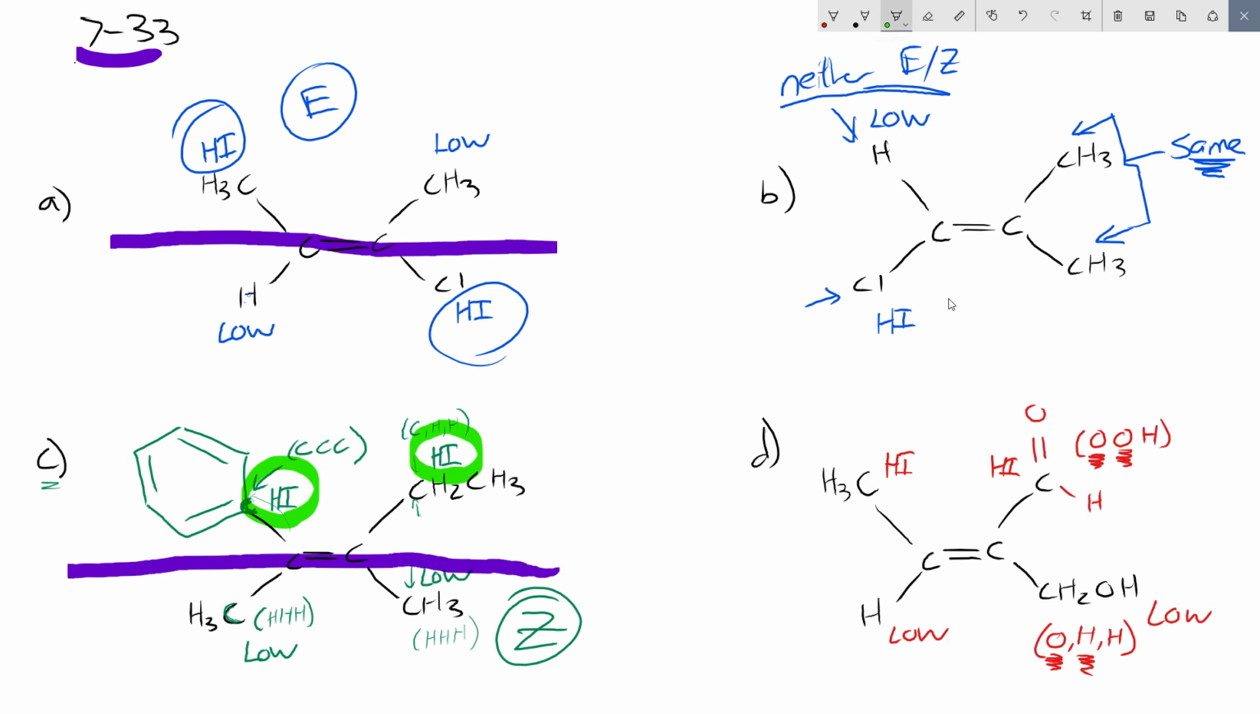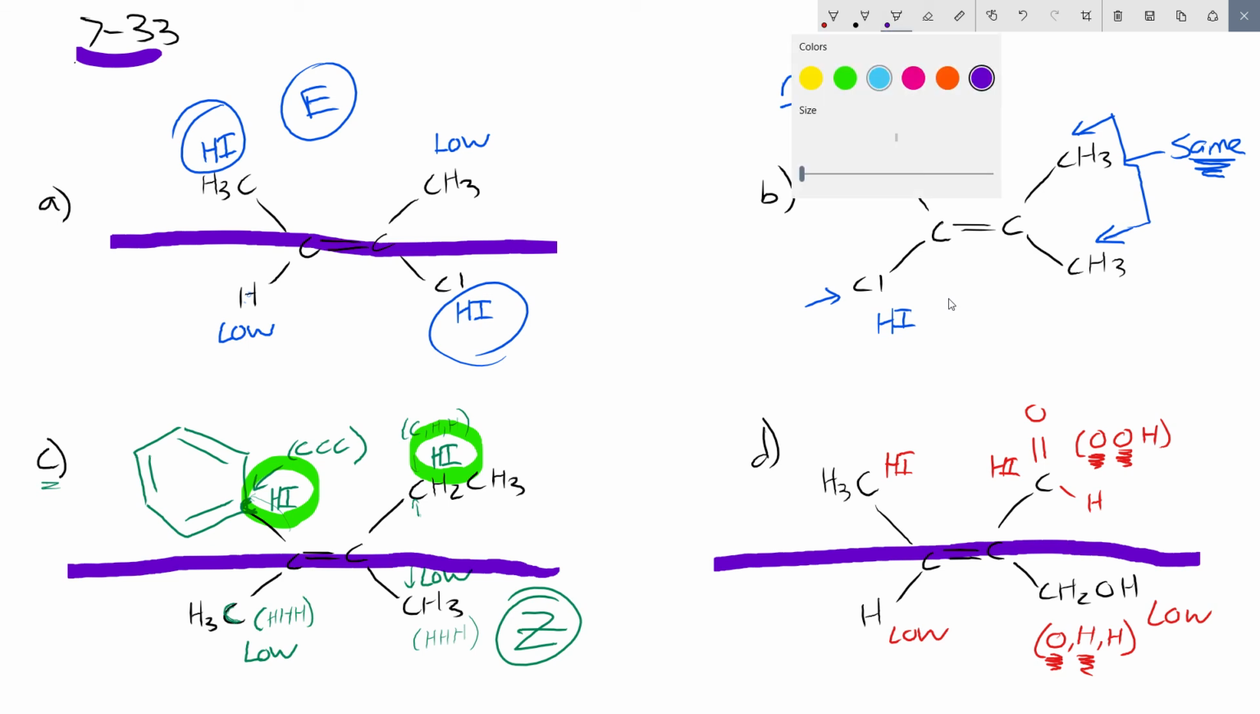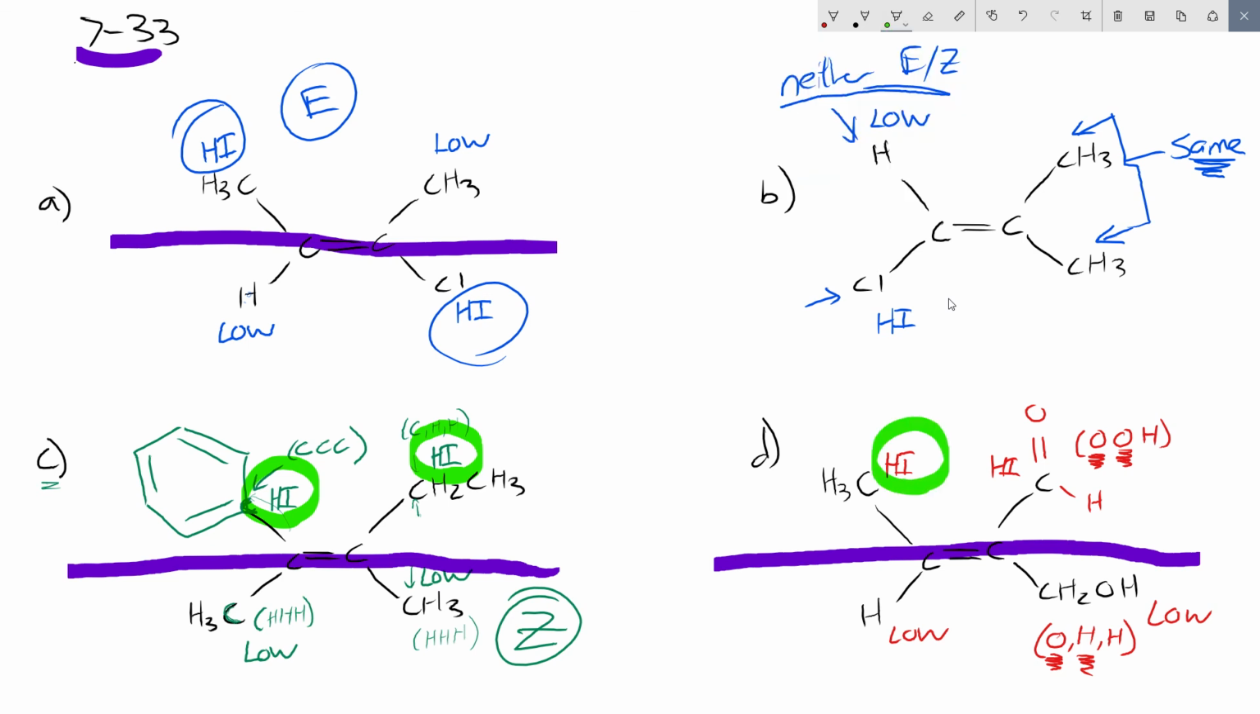So we have our priorities labeled. Let's go ahead and draw our big line. It's purple. I like purple. And we can see, so back to green, that our high priority groups are on the same side of that line again. And therefore, we're going to have Z.